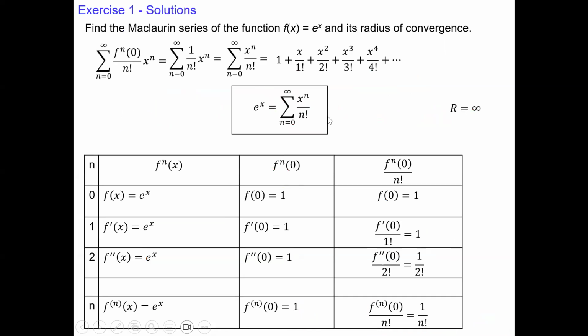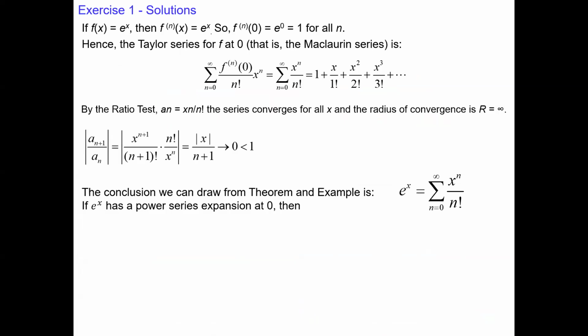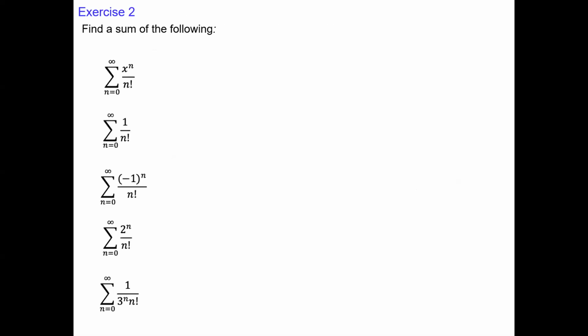Okay, and I have the solution: interval of convergence. Exercise number 2. Now we can practice this by just finding the sum of the following: 1, 2, 3, 4, and 5. So we can see this is just e to the x.